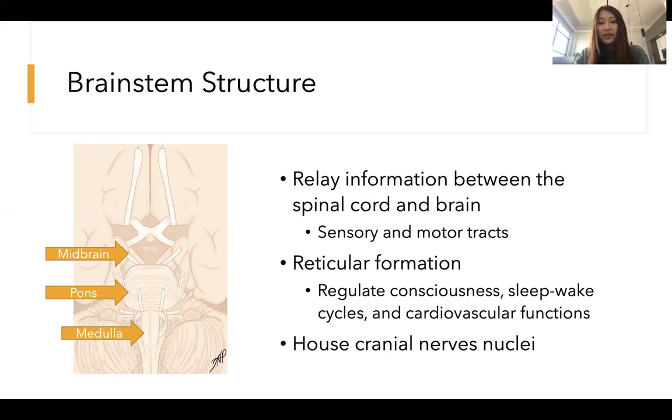For example, the second neuron of the dorsal column tract decussates in the medulla and then ascends through higher parts of the brainstem as a medial lemniscus before reaching the thalamus. The spinothalamic tract for pain and temperature sensation and the lateral corticospinal tract for movement also transmit through the brainstem. The brainstem also includes the reticular formation, which regulates consciousness, sleep-wake cycles, and cardiovascular functions. Lastly, the brainstem houses all the cranial nerve nuclei.